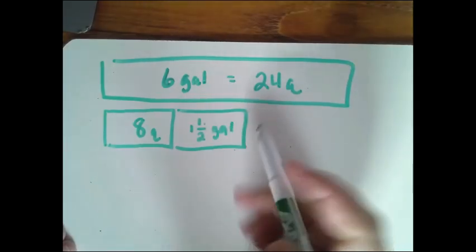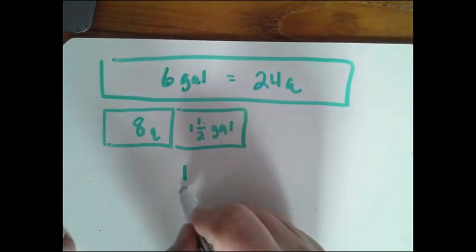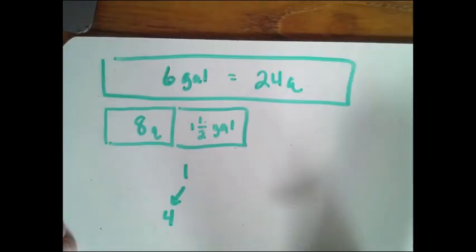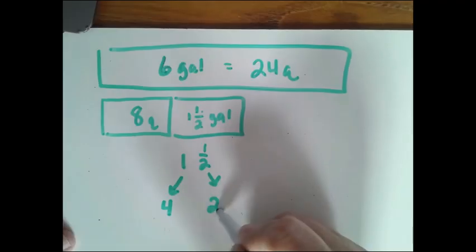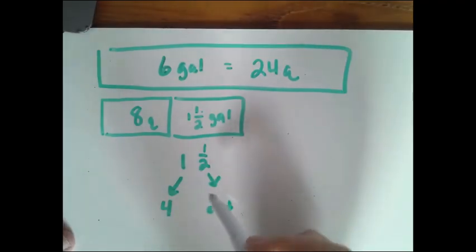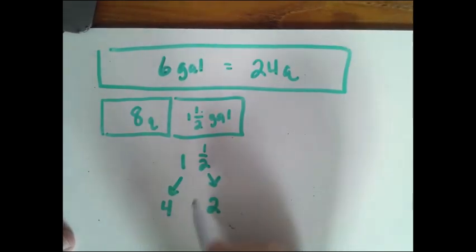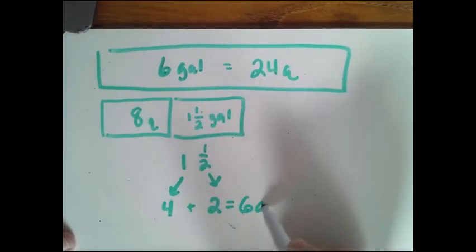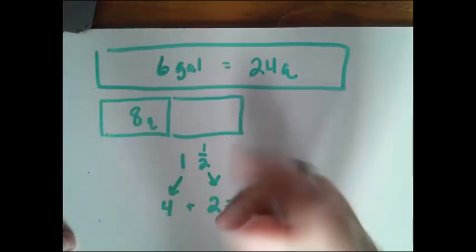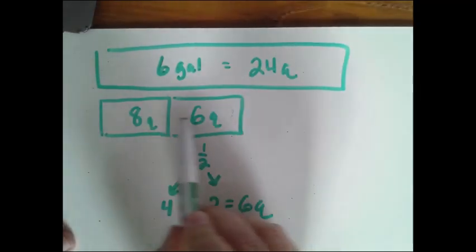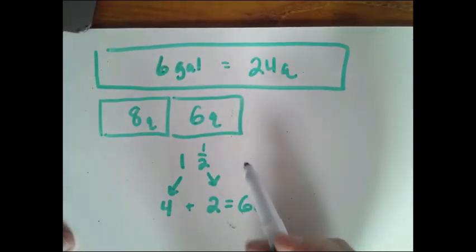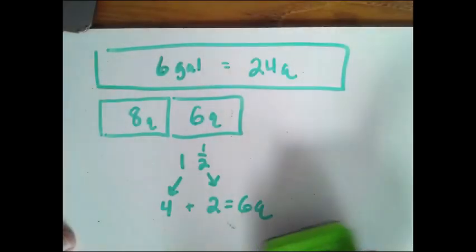We're going to need to change that to quarts. So I know that 1 gallon is 4 quarts. Half a gallon would be 2 more quarts. So 1.5 gallons, sorry, here, let me put my plus sign, would be 6 quarts. So I'm going to change that to say 6 quarts. So now we have quarts, quarts, quarts, right? So we can now figure this problem out.